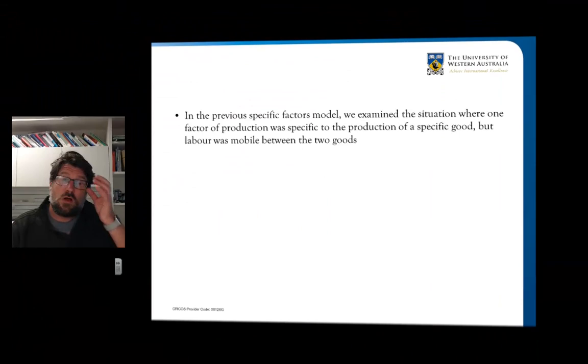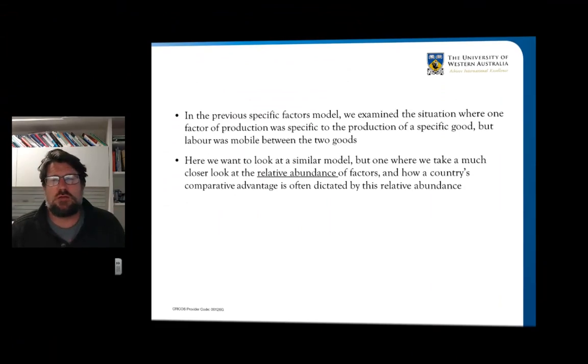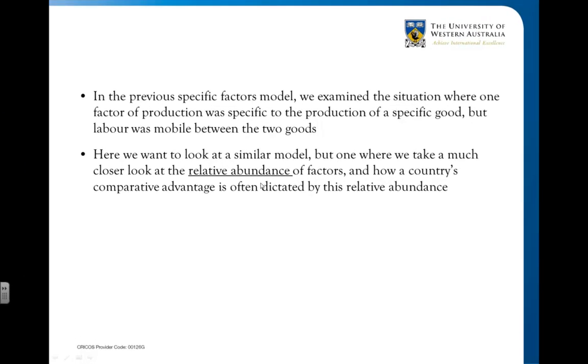However, in this video, we're just going to introduce the model just to show you some issues about factor substitution and things like that, and then in subsequent videos we'll develop the model from there. Okay, so we're looking here far more at the issue of the relative abundance of factors. What we're going to see over the next few weeks is how important this is in terms of countries' comparative advantage, and how that is often dictated by this relative abundance in terms of resources, factors of production.